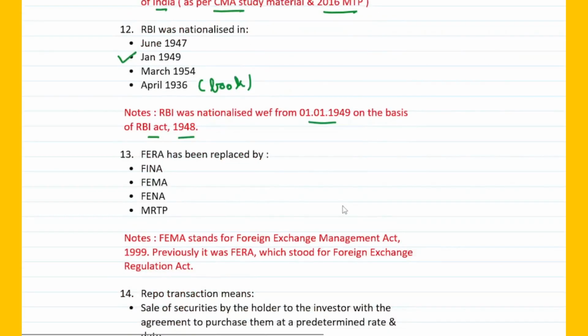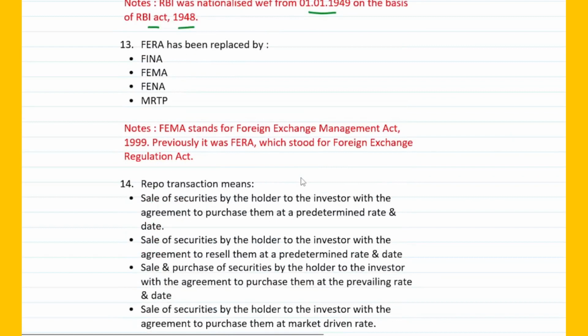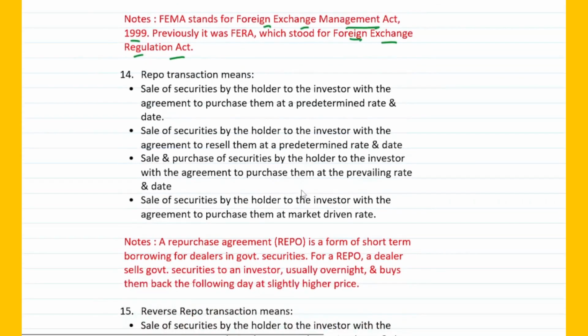Okay, let's come to the next one. FERA has been replaced by, now what is FERA? FERA basically was Foreign Exchange Regulation Act. Now this Foreign Exchange Regulation Act from 99 has been changed to Foreign Exchange Management Act. So the correct answer should be FEMA. Okay, then we come to the next one.